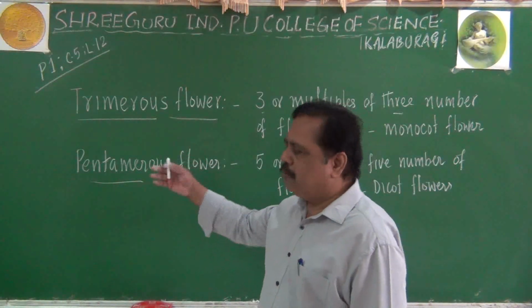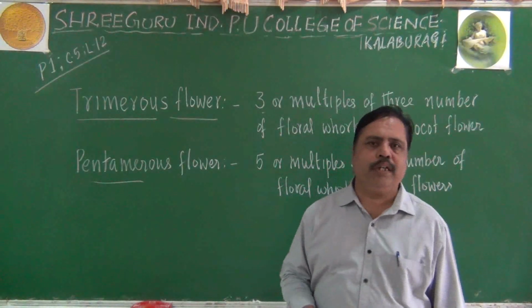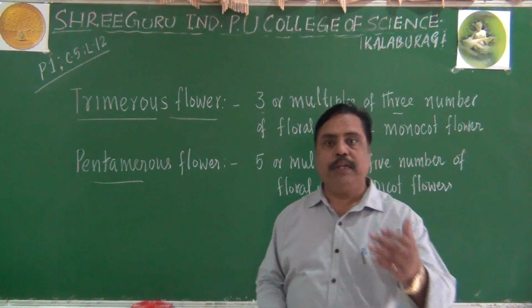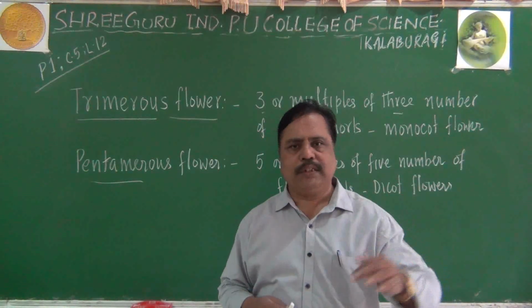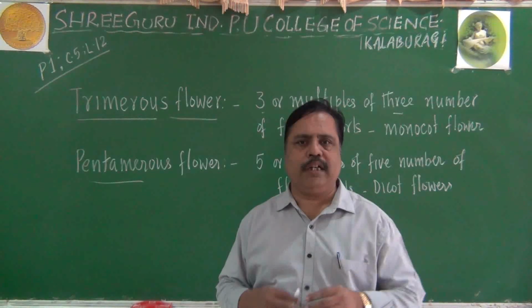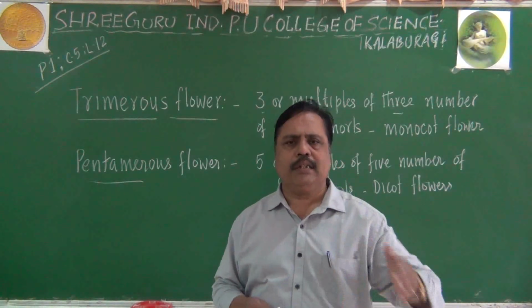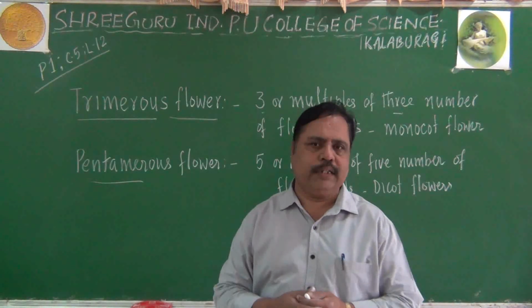So these are some terminologies for describing a flower. Remember, complete flower, incomplete flower we have seen. Actinomorphic, zygomorphic, based on symmetry, like that. Everything, some description of a flower we can see.